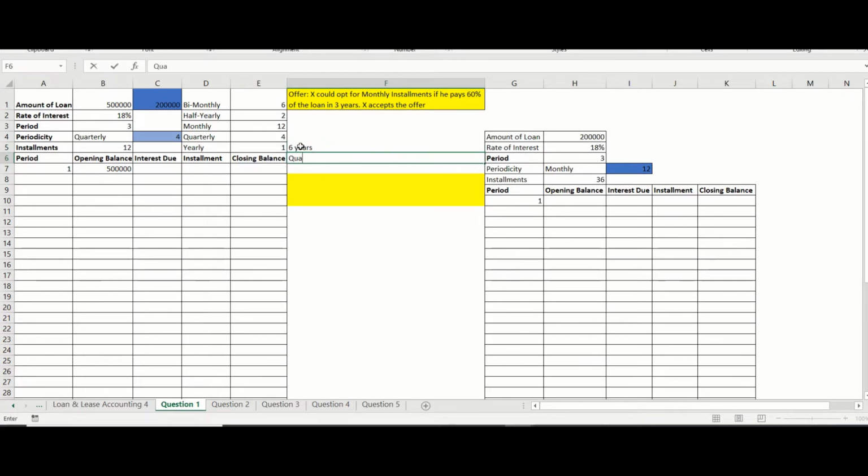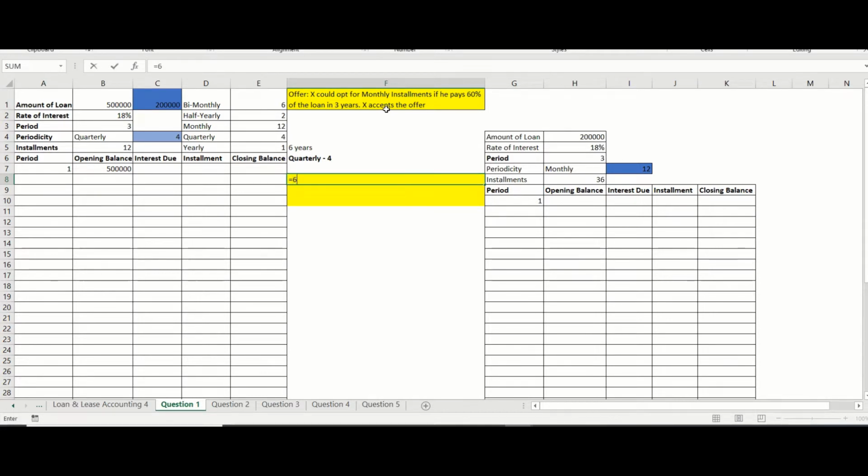Okay, quarterly means your periodicity is 4, right? Now the company is offering him something else. What are they saying is you could go for monthly installments if he pays 60% of the loan in 3 years. ठीक है, मतलब क्वार्टरली इंस्टॉलमेंट्स में इसी रेट में अगर आपने 60% लोन पे कर लिया है 3 साल में, फिर आप अगले 3 साल में यू कैन गो फॉर मंथली इंस्टॉलमेंट्स. ठीक है, विद द सेम रेट ऑफ इंटरेस्ट एंड एवरीथिंग एल्स, राइट.